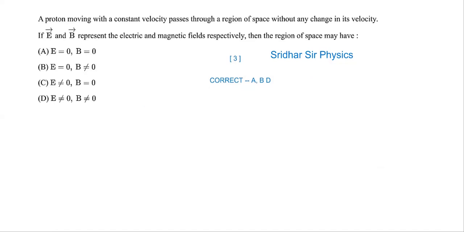Then, if a proton is moving at a constant velocity, passing through without changing velocity, with E bar and B bar present, what is the net force on it? It should be equal to Q V bar cross B bar plus Q E bar. For F to be 0, what are the conditions? If E is 0, B is 0, okay.